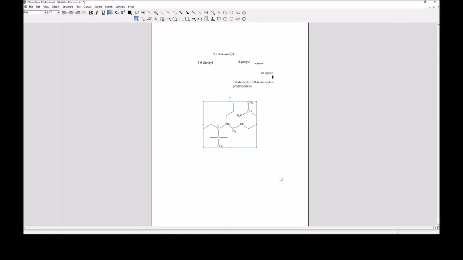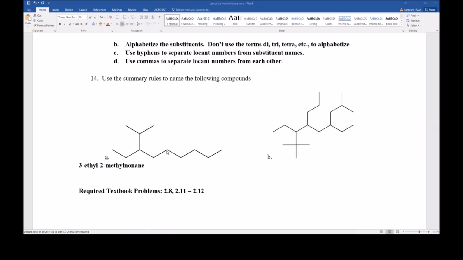ChemDraw has an auto naming feature. Control-Shift-N, which I always forget the command keys for. Control-Alt-N. And so the name that ChemDraw came up with for this was, let's see how we did. 3,6 diethyl 2,2,8. Yep. So ChemDraw got it right, is what I'm going to say. So I'm going to take this name now and just copy it back over to my original document and drop it in. So there's the name.